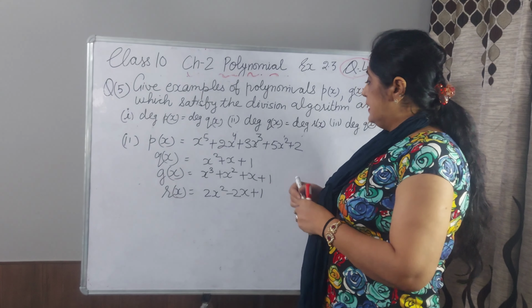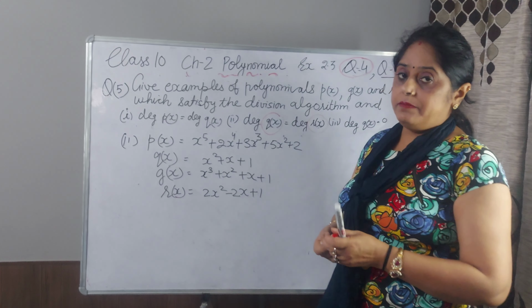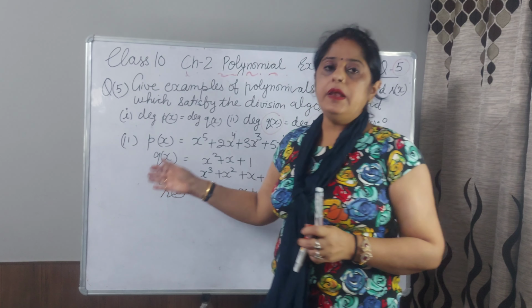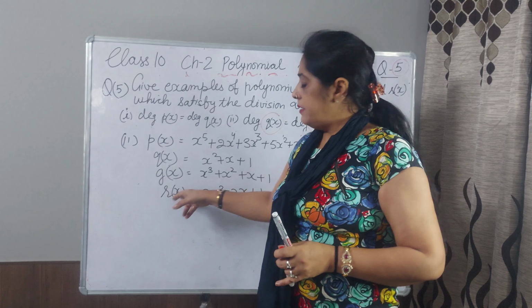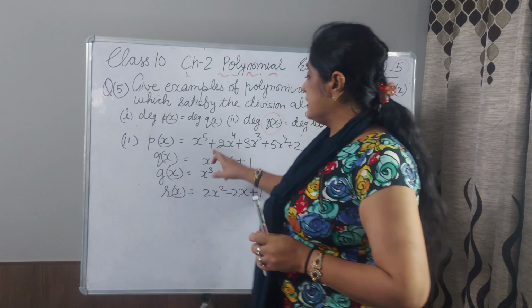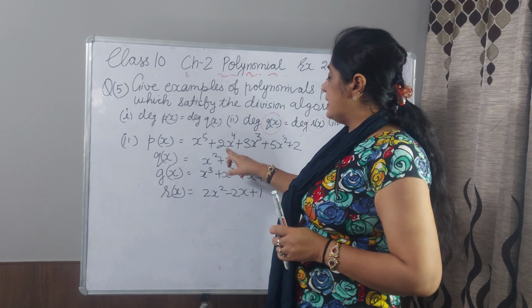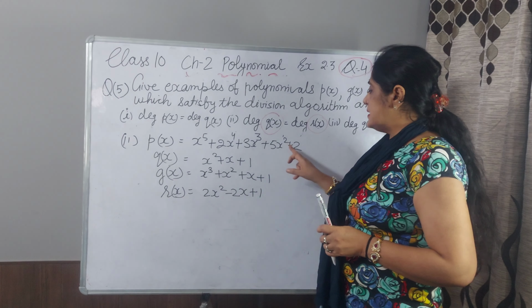Second part, we have to check degree of quotient and degree of remainder will be same. I have written one example. You can check by long division, quotient, dividend and remainder are coming like this. I have taken one dividend px, x raised to power 5 plus 2x raised to power 4 plus 3x raised to power 3 plus 5x square plus 2. When we divide by this divisor gx, it is x cube plus x square plus x plus 1, then we get our quotient x square plus x plus 1.